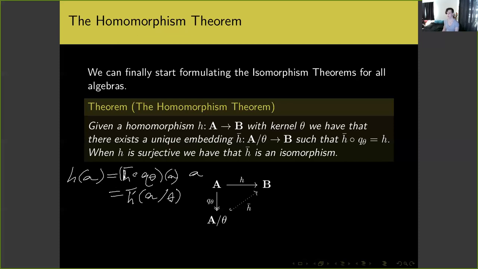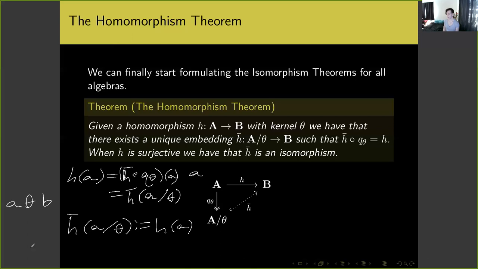If there was such a function, it would have to attain these values. Now let's try to define a function, H bar, which does this. So now by definition, H bar of A mod theta is H of A, which is what it would have to be. So now there's a natural question: is this actually a well-defined function, irrespective of whichever A we choose to represent this equivalence class? So let's suppose that A theta B, or that A and B are in the same equivalence class mod theta.